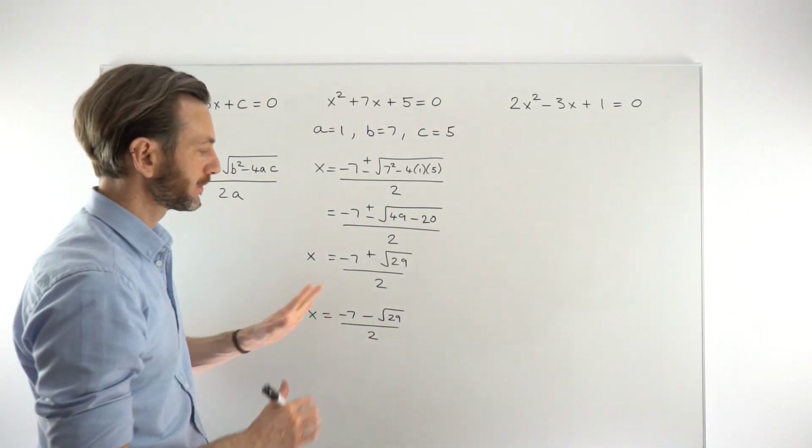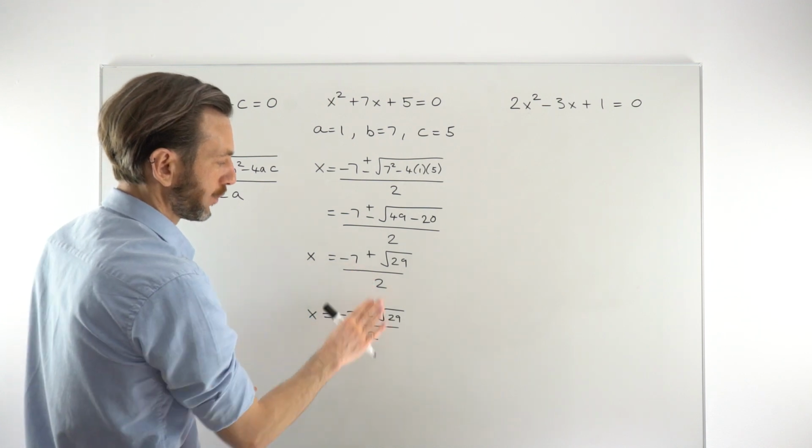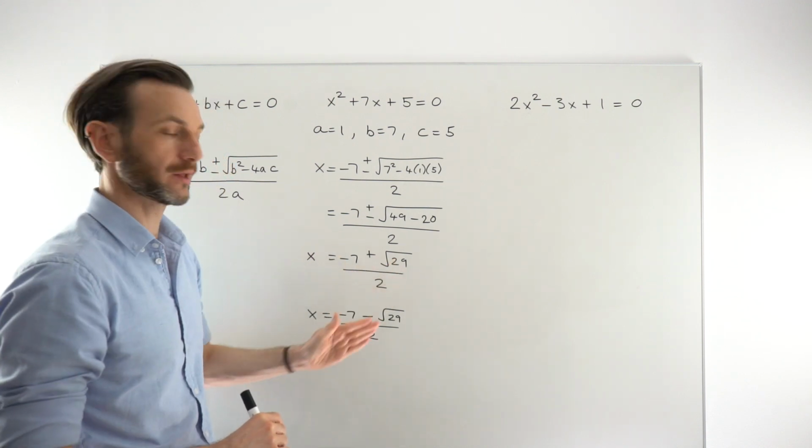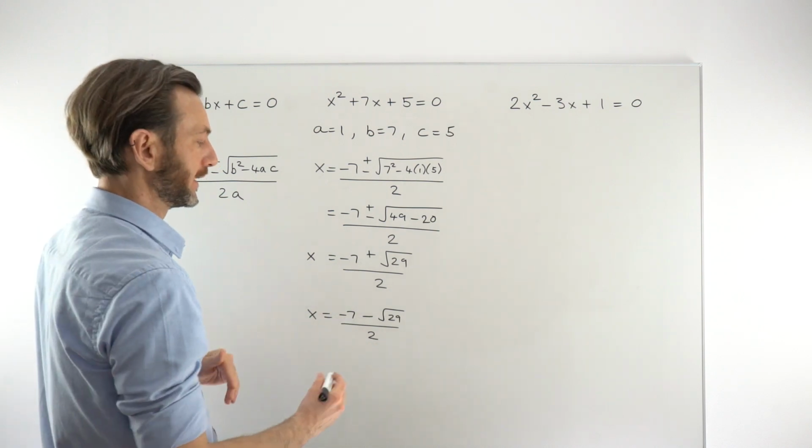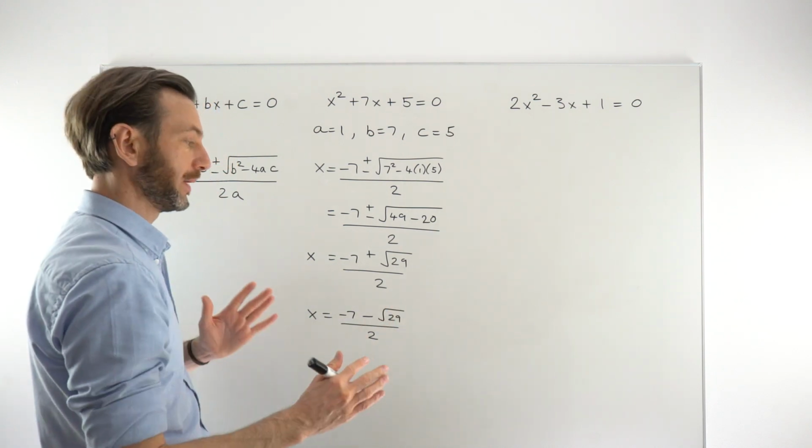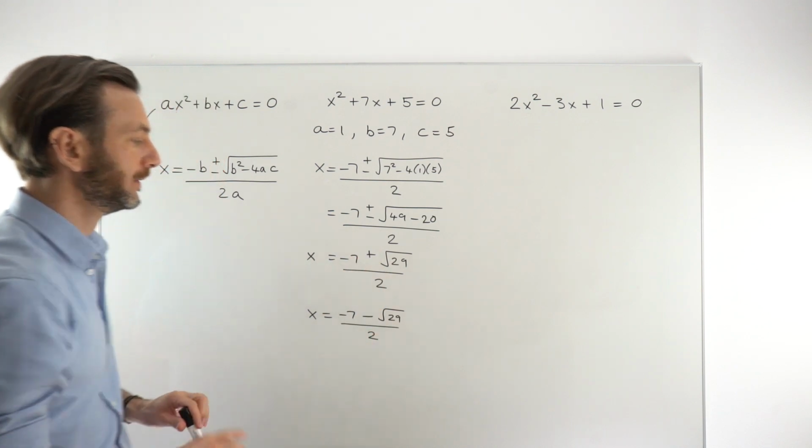You could leave them. Sometimes questions will ask you to leave them in this form. Sometimes it will ask you to then process that on a calculator and get a final decimal number. Either way is fine, just depends on the question type. I'm just going to leave that one at that point.